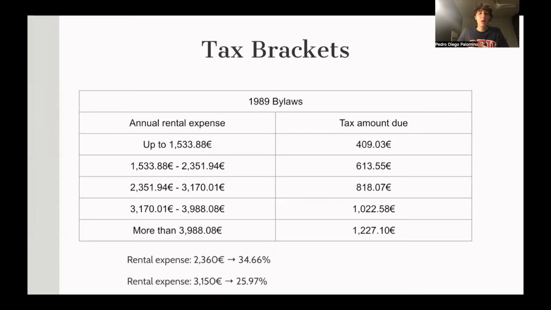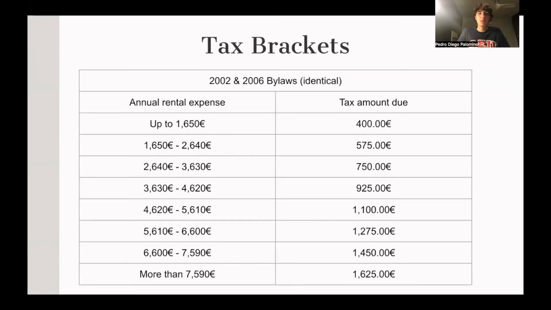But just to illustrate why the complainant is arguing that this is digressive, a rental expense of 2,360 euros will lead to a 34% of tax amount paid as a percentage, whilst in the same bracket, someone who is paying a rental expense of 3,150 euros will be paying the same amount of tax, 818 euros, but as a percentage, it will be much lower. It will be around 26%. So these are the 2002 and 2006 bylaws, which were increased to 8 different brackets.